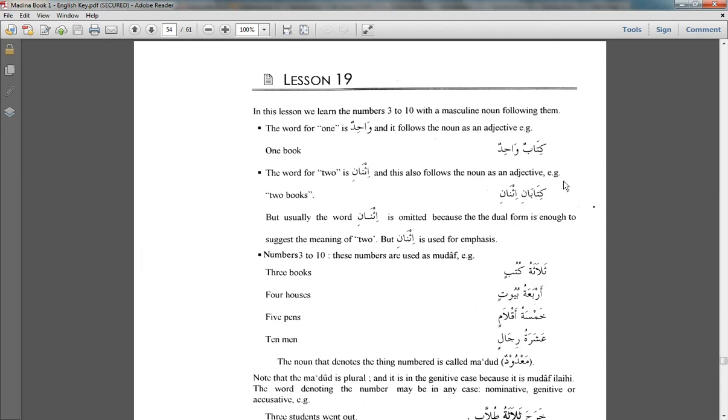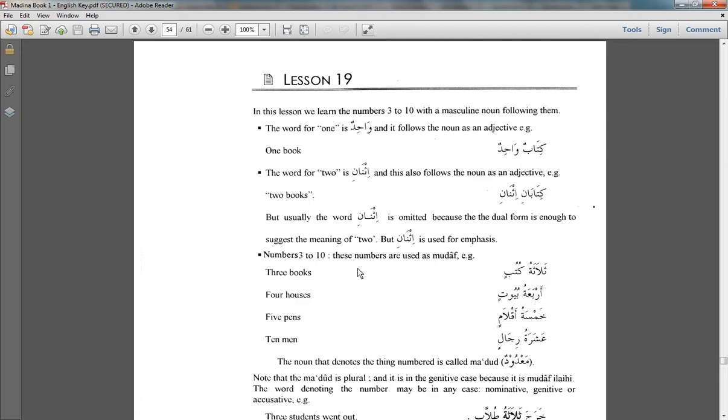The word for two is ithnan, and this also follows the noun as an adjective. For example, two books: kitabani ithnani. Usually the word ithnani is omitted because of the dual form, so just kitabani is sufficient to denote two. But you can put ithnani for emphasis. As it says here, ithnani is used for emphasis.